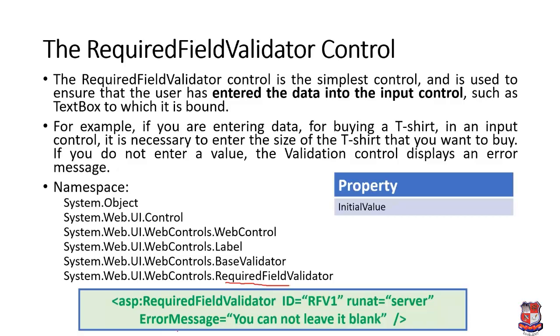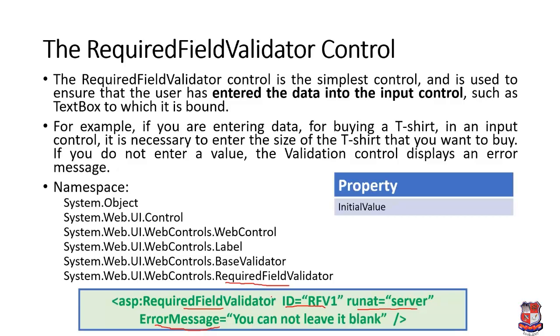Over here we can check the tag for the required field validator control. It starts with asp colon RequiredFieldValidator. Then we have to mention the ID, for example ID equals RFV1. Then we write runat equals server. Then we write the error message, for example, "You cannot leave it blank."